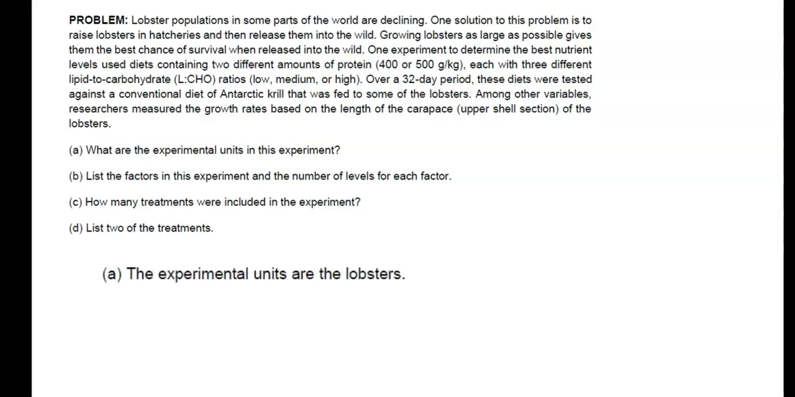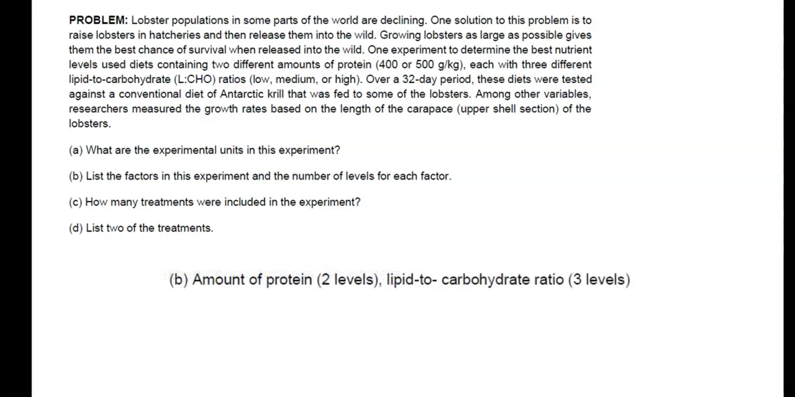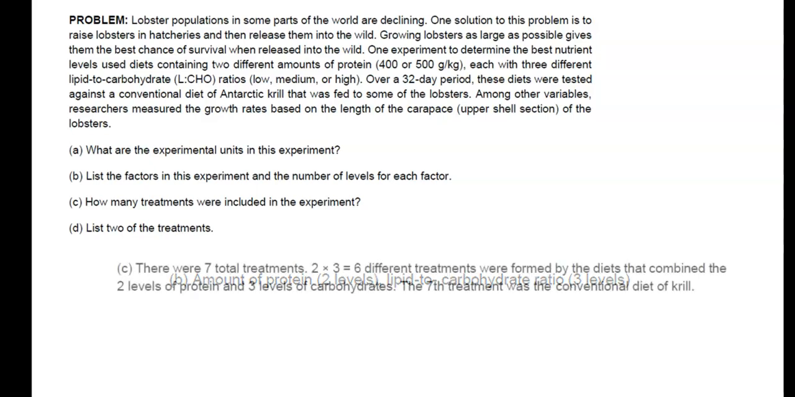I would think the lobsters. List the factors. So there's some for sure here. Different amounts of protein. So there are 2 levels of that, 400 and 500. Another factor is the liquid to carbohydrate ratio, and the 3 levels of that are low, medium, high. I wonder if the krill is a factor or not. So no, just amount of protein and the liquid to carbohydrate ratio. There's 2 levels of the first and 3 levels of the second.